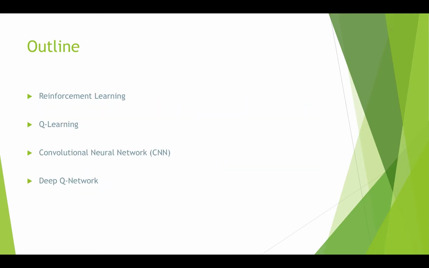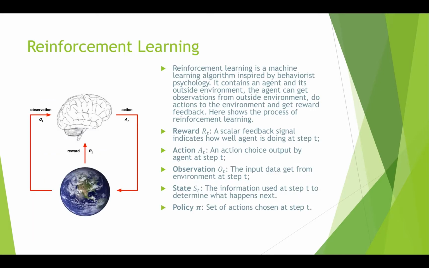And here's the outline of my project. I used 4 algorithms in my project to build up the network. Actually, the Deep Q network is a combination of Q-learning and a convolutional neural network, and Q-learning is a part of the reinforcement learning algorithm. So all these 4 algorithms are used in this project. Firstly, let's talk about reinforcement learning.